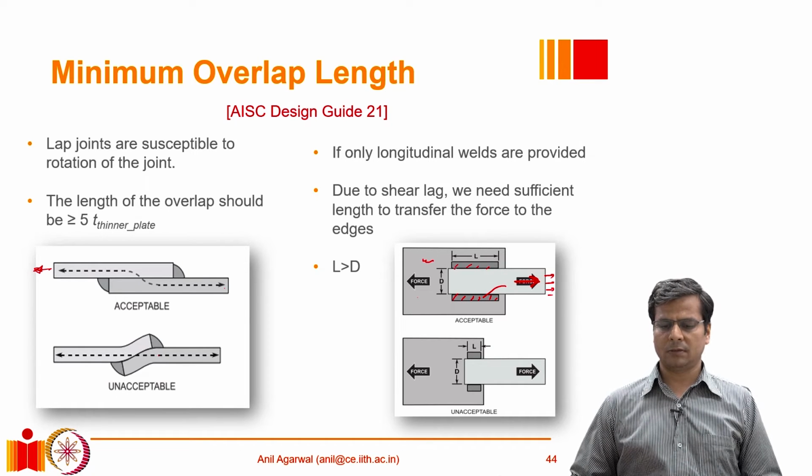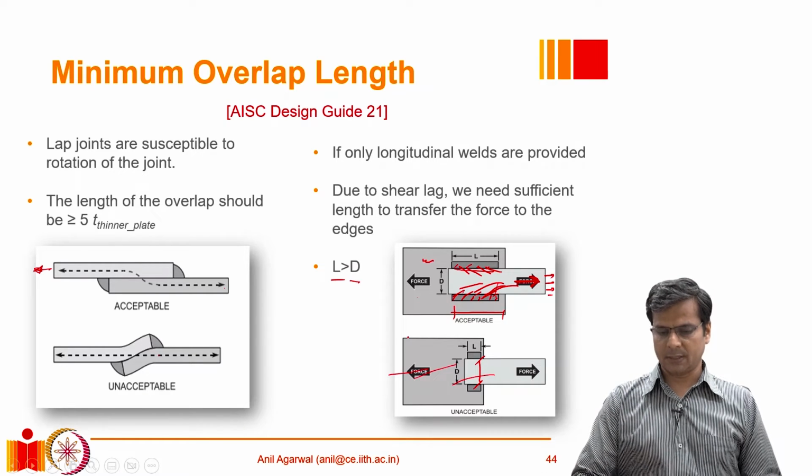However, at the welded joint, all that force has to come through the edges, and when the force has to come through the edges, we need to provide sufficient length of this joint. We have to provide sufficient length for this joint so that the force can get transmitted from center to the edges, right? So for that, there is a condition that the length of the joint should be greater than or equal to the width of the plate, because wider the plate is, longer it will take for the forces to get transferred to the edges.